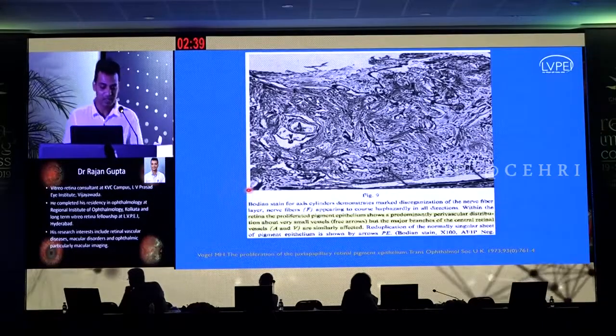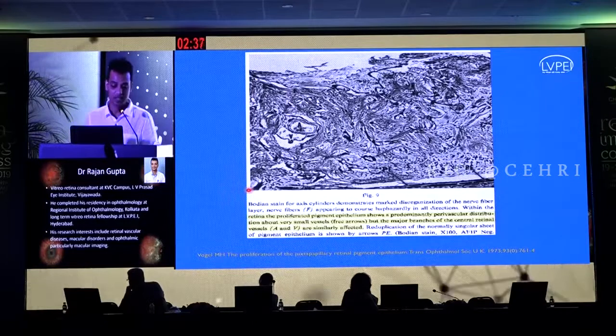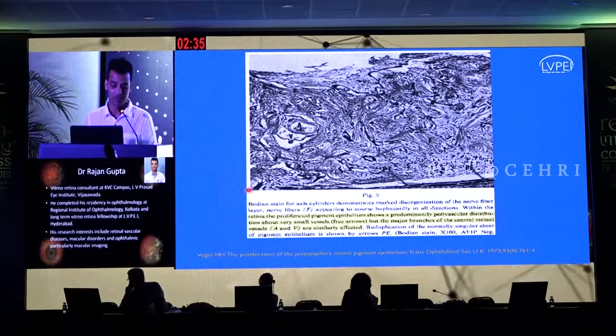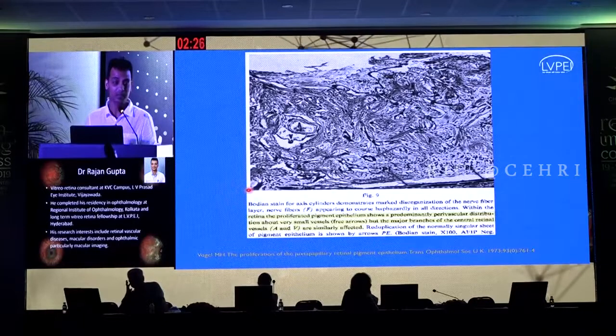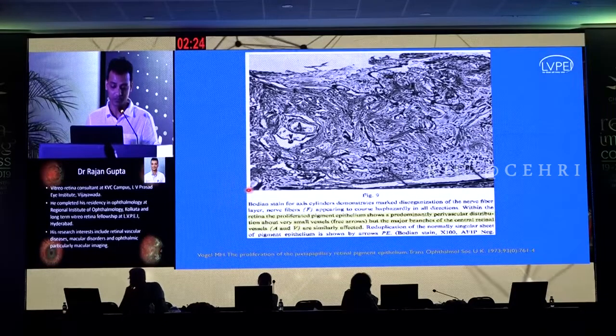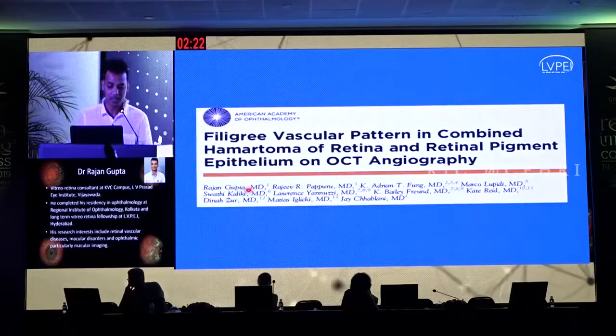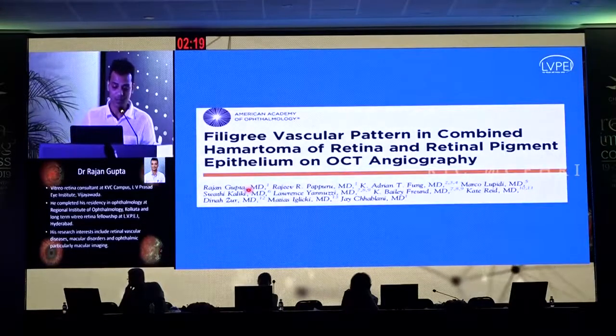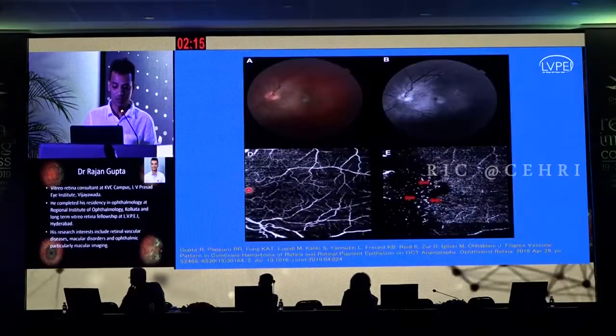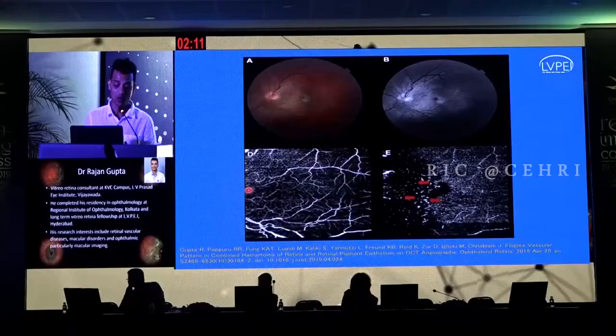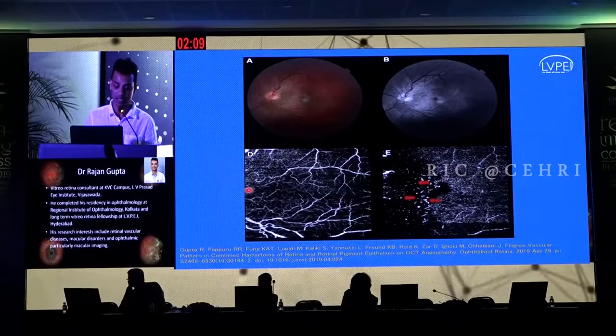Now, this pigmentation is very well related to the vascularity, which has been shown in the histopathology, where the RPE cells seem to migrate through these fine capillaries and are found in the vicinity of the major and the minor blood vessels inherent to the combined hamartoma. So we evaluated the vascular pattern of combined hamartoma on OCT angiography, and we found this filigree pattern of vasculature, which we termed as filigree pattern owing to the vicinity in the deeper capillary plexus.